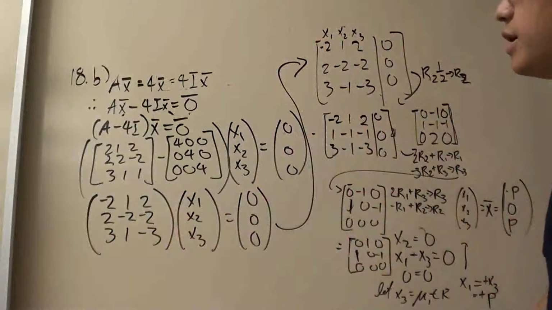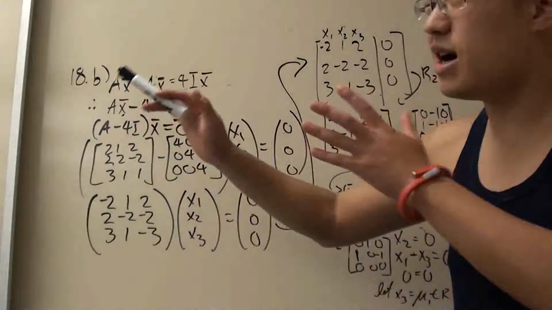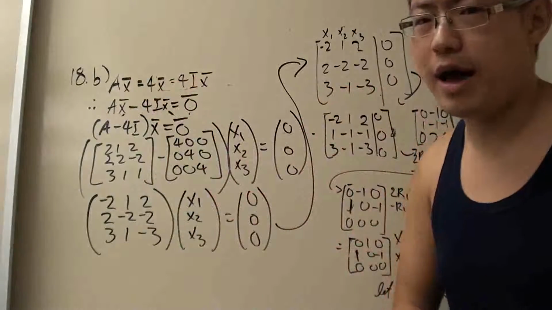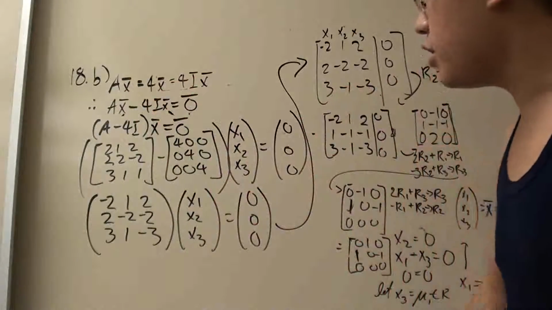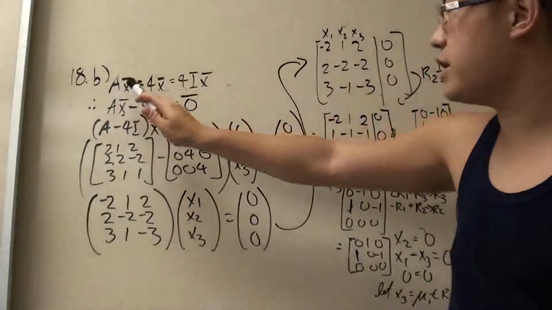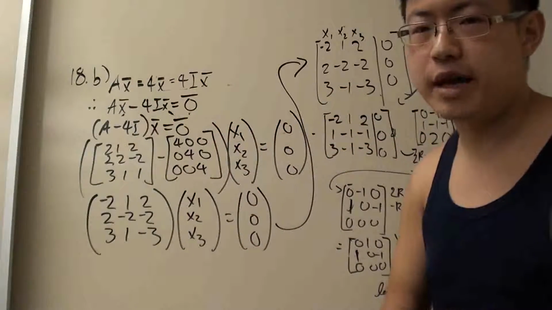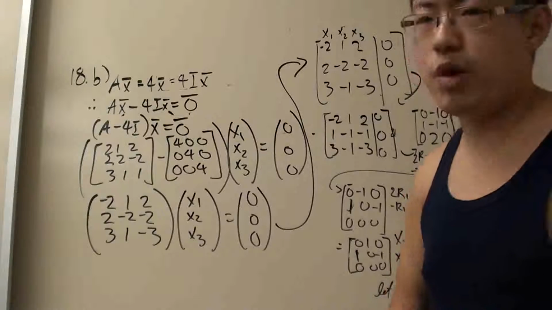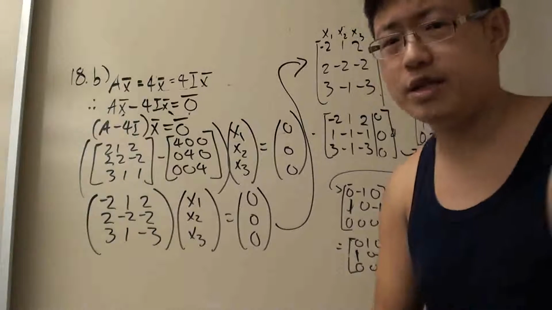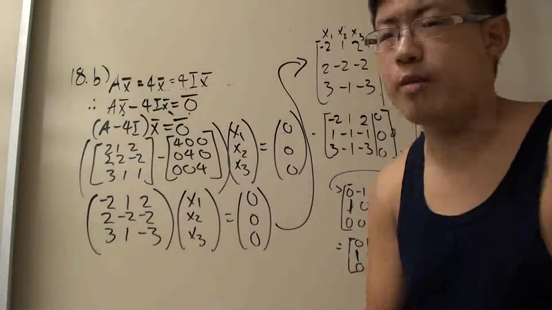B is this one. So this is where we have to actually plug it in to make sure that we know what we're doing. So this time they're asking, based on what we sort of talked about in 18A, for 18B, you get this question. Ax vector equals 4x vector. Find me what x vector is, right? So we want to know what x1 is and x2 is and x3 is. Sort of similar to what we've been doing in 1.1 and 1.2.